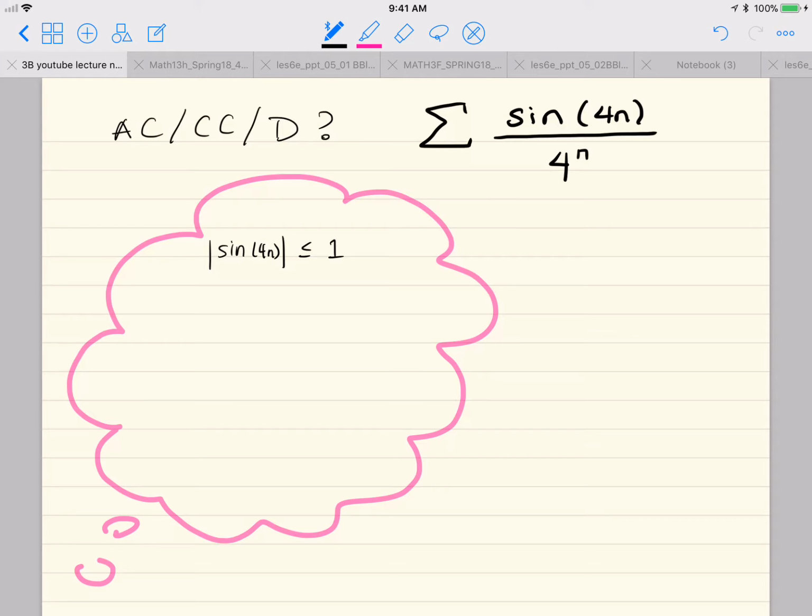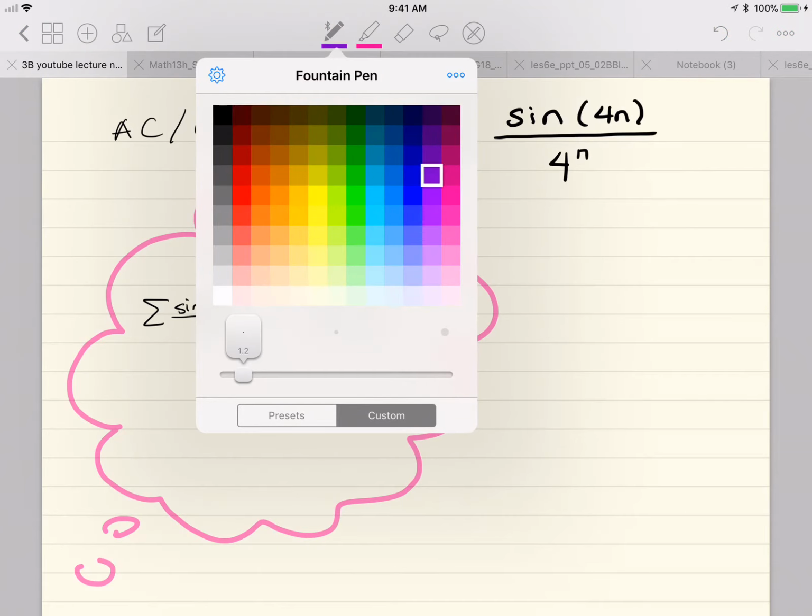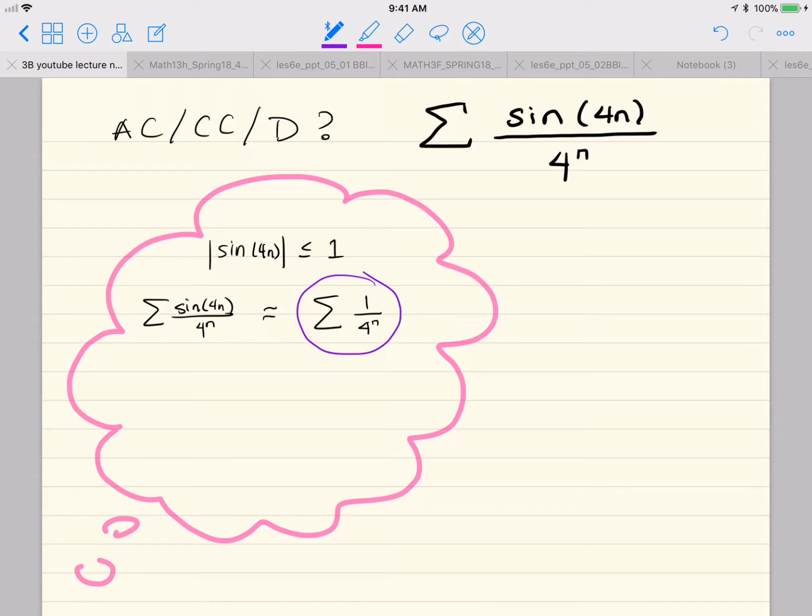So when you're thinking about this series here, sine of 4n over 4 to the n, you should be thinking about comparing it to 1 over 4 to the n. Now, this series that we just wrote is geometric. What is the ratio? The ratio is 1/4. So this series is going to converge. And this is pretty much the reasoning that we'll use.